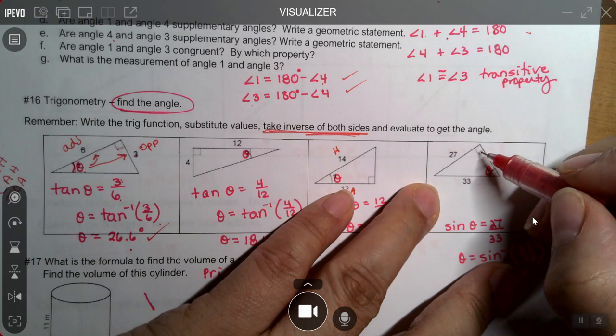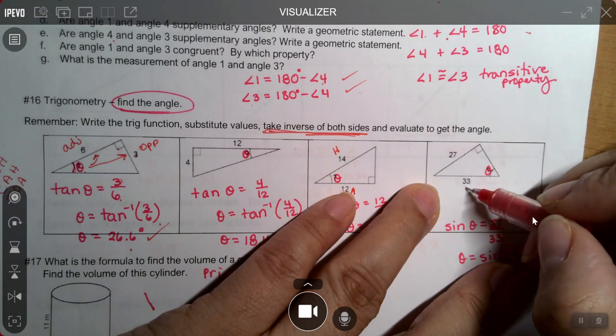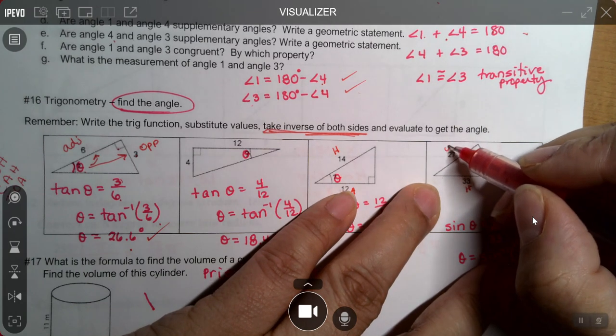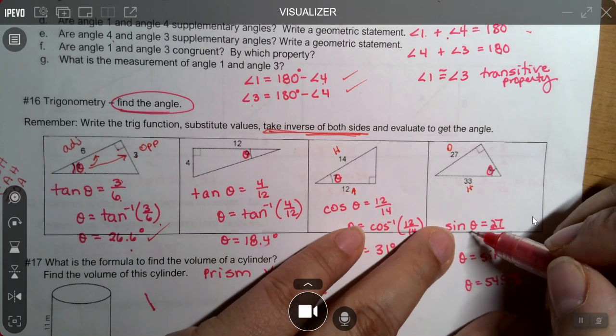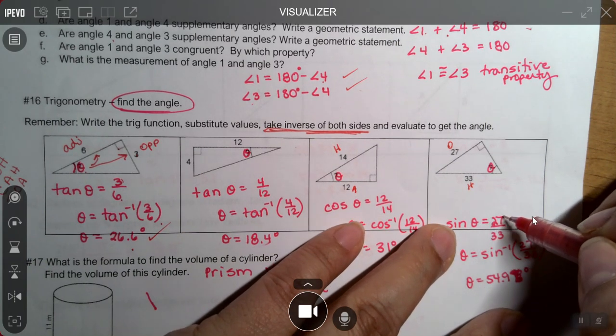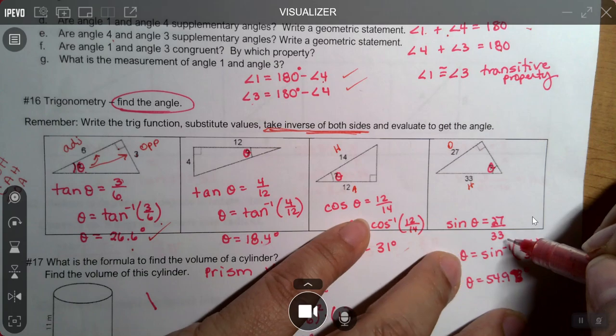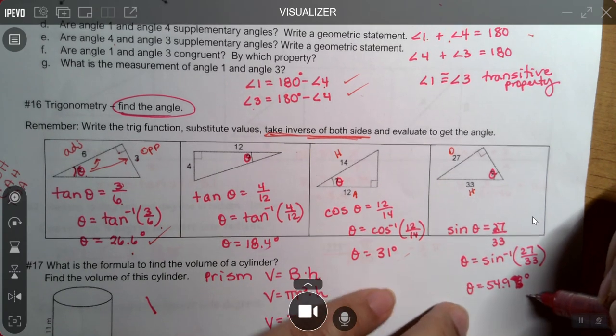Now this is 90, so this is hypotenuse. This one's opposite. That's why it's sine. The sine of the angle is 27/33. Take the inverse sine of both sides, and you get this.